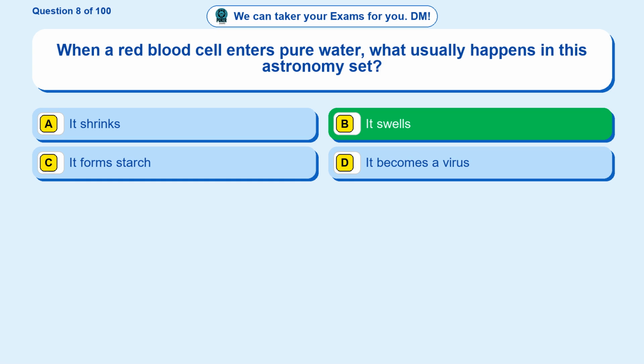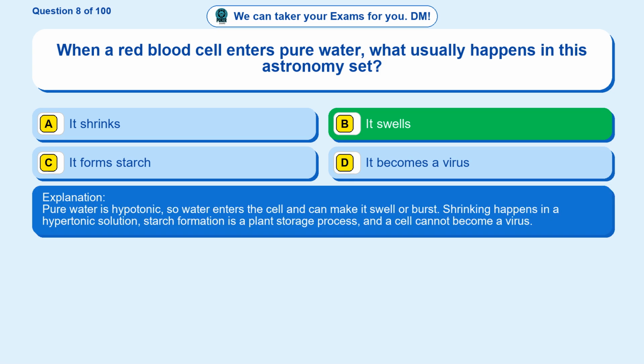It swells. Pure water is hypotonic, so water enters the cell and can make it swell or burst. Shrinking happens in a hypertonic solution. Starch formation is a plant storage process, and a cell cannot become a virus.